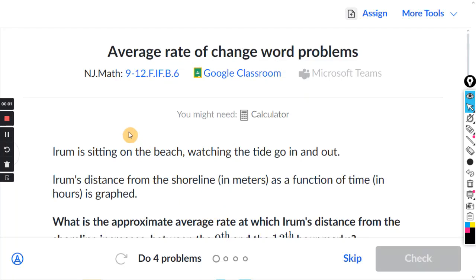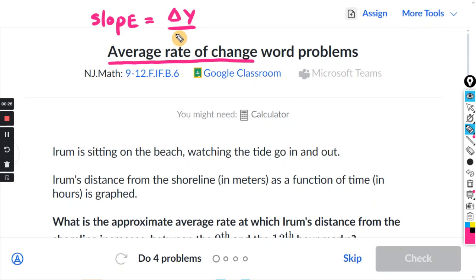This will be for the exercise, average rate of change, word problems. All right, so what they mean by average rate of change, that is just the slope. Okay, and if you remember the formula for slope, that is just change in y divided by change in x.